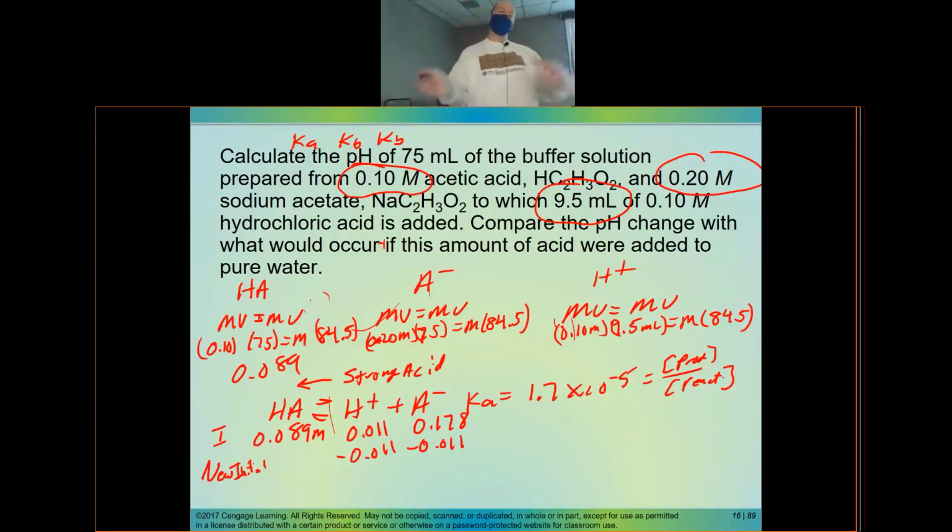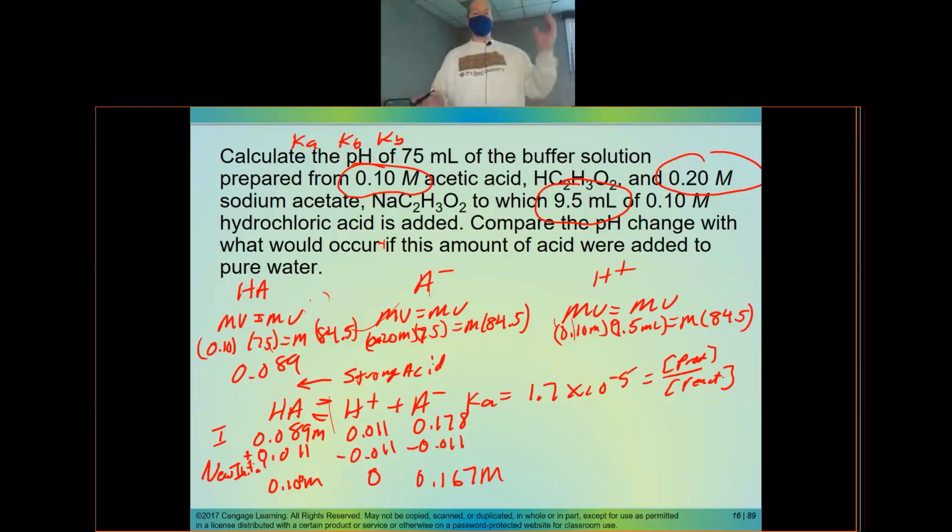The key here is that most people forget that when you lose it on the right, you gain it on the left. And so you have to add 0.011. Most common error on this one for someone that's doing it pretty much right is to not add the 0.011, and then your answer is off slightly, but it is off. All right, so your new initial is 0.1 for your HA, 0 for the H plus, and 0.167 for your A minus.